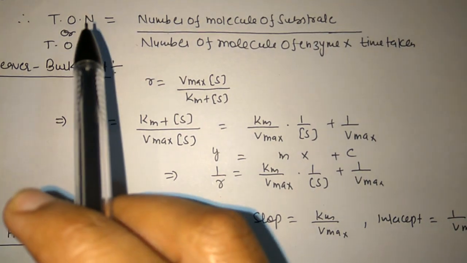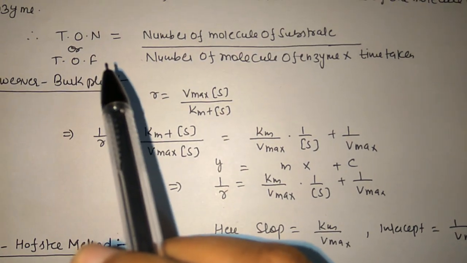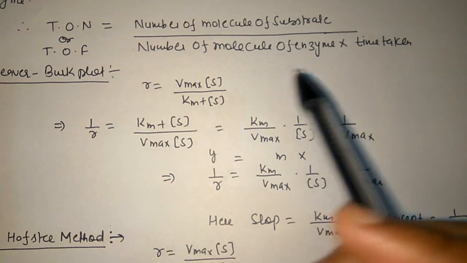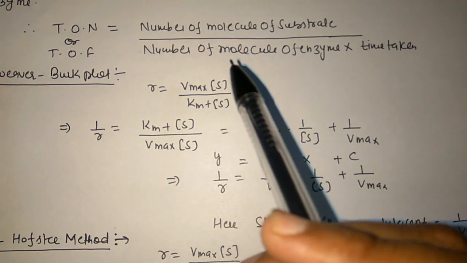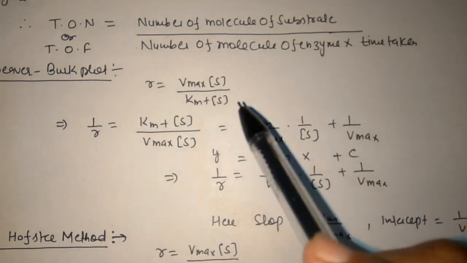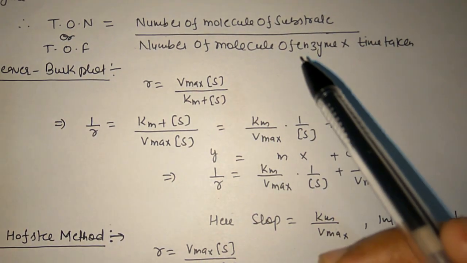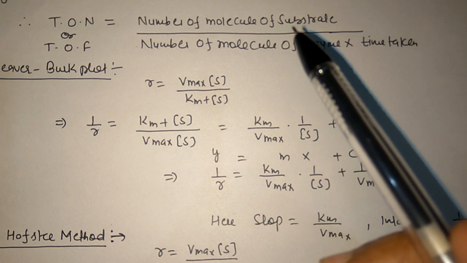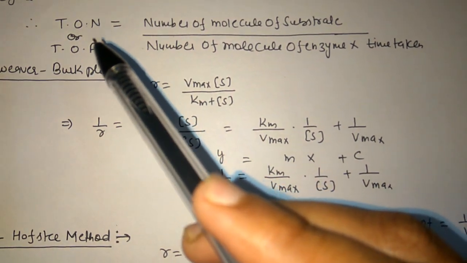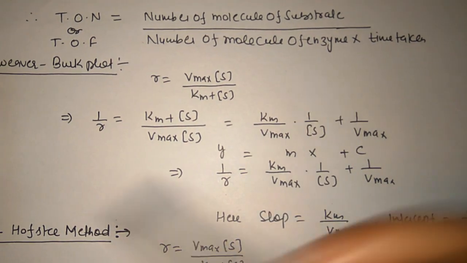Now we will also find some parameters, that is turnover number or turnover frequency. Turnover number or turnover frequency is defined as the number of molecules of the substrate divided by the number of moles of the enzyme into time taken. So if we are given the concentration of the enzyme and the molecules of substrate, we can find the turnover number or turnover frequency, that is number of molecules of substrate over number of molecules of enzyme into time taken.